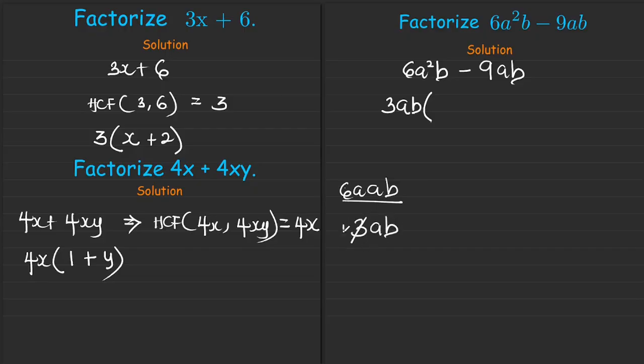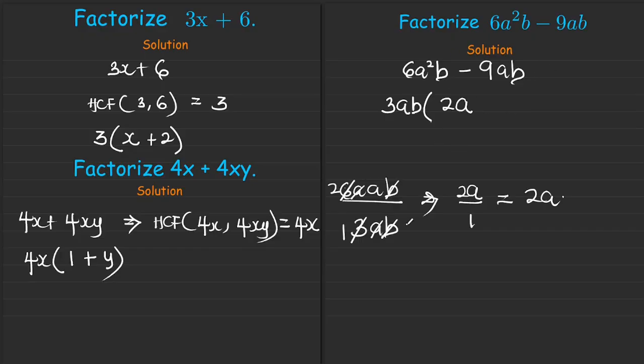3 divides itself once and it divides 6 twice. A divides one of these a's, and then this b also cancels out this b. And for the numerator, we have 2a over 1, which is the same as what? 2a. Hence, for our first term here, we put our 2a.